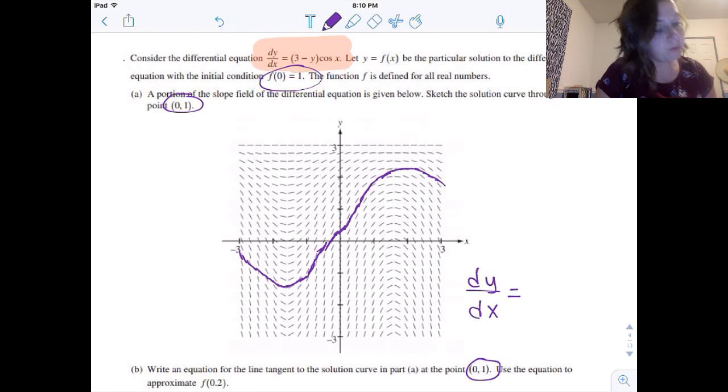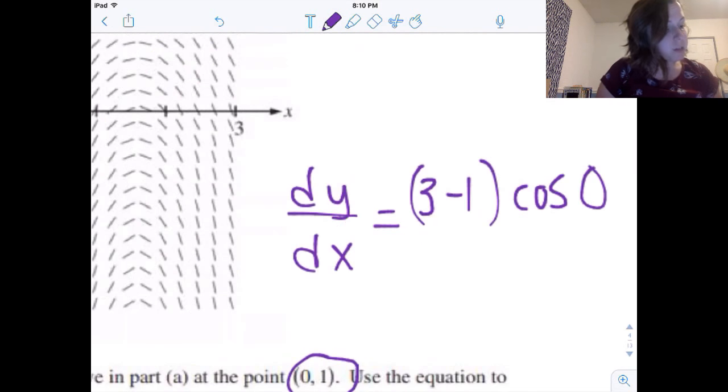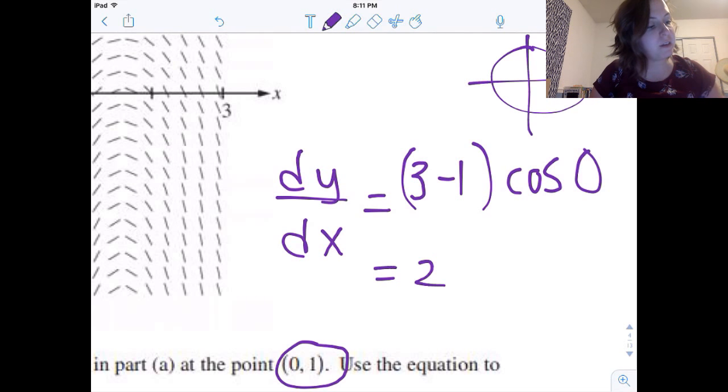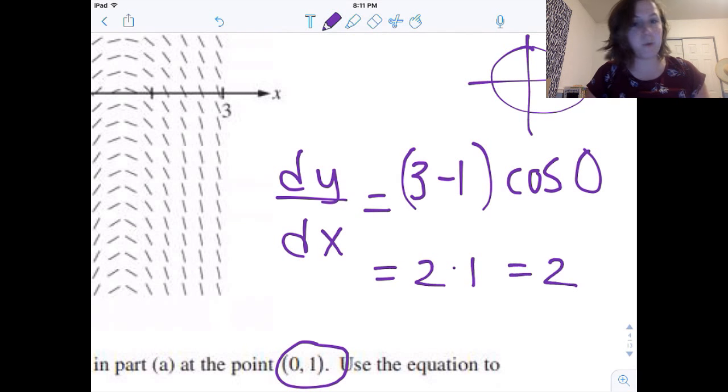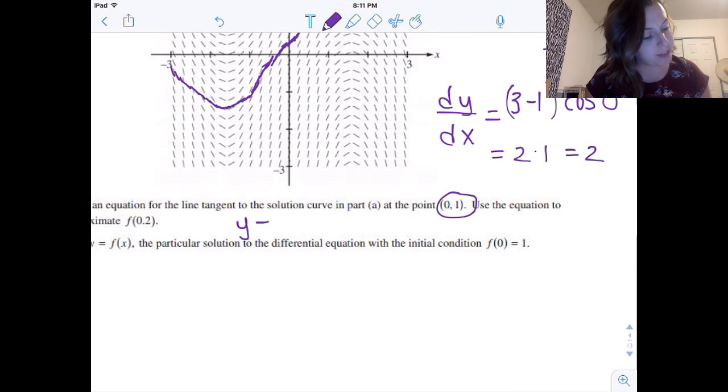So 0, 1. So it's going to be 3 minus 1 times cosine of 0. I need you, begging you, please know your exact trig values, okay? Do not rely on having a calculator for those. Please make sure. So this would be 2 times cosine of 0. Think of where that is on the unit circle. That's over here. Cosine is your x value, so that's 1. So dy dx at that point is 2. So what I have now is y minus 1 equals my slope times x minus 0. Do you have to write the x minus 0?